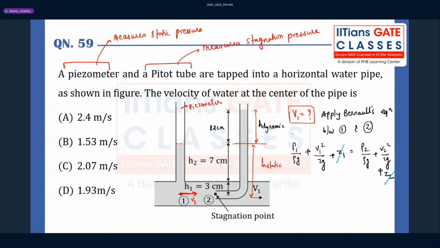Z1 and Z2 will be the same because they are both points, point number one and point number two. Point number two is just at the inlet of the pitot tube. That means the velocity at point 2 will become what? 0. Just at the inlet of the pitot tube, that means just like a stagnation point. Stagnation point, I told you velocity has to be 0, right?